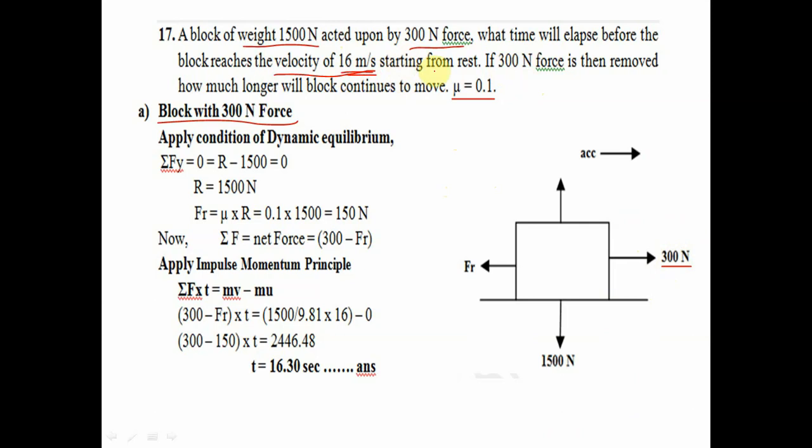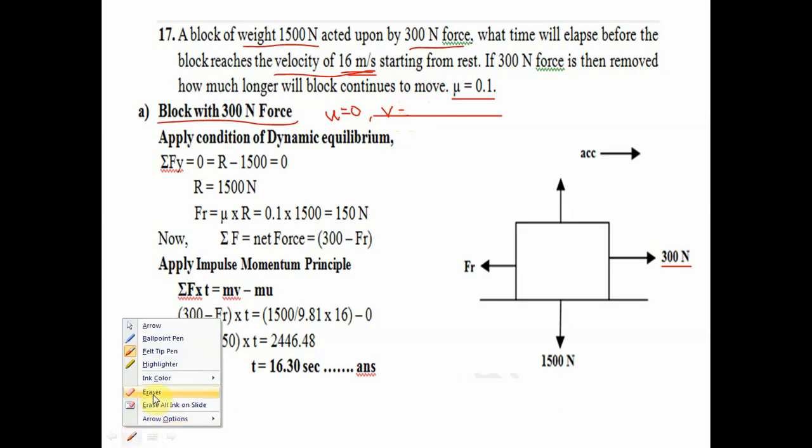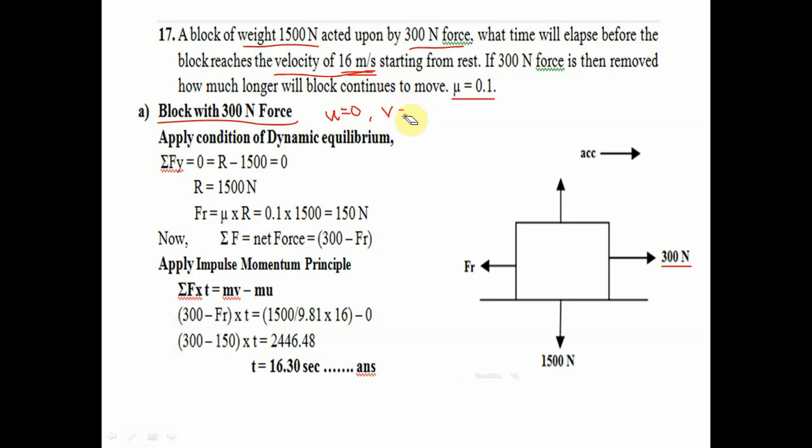So here, starting from rest means initial velocity is 0 and final velocity is 16 meter per second. Now we have to draw the free body diagram.